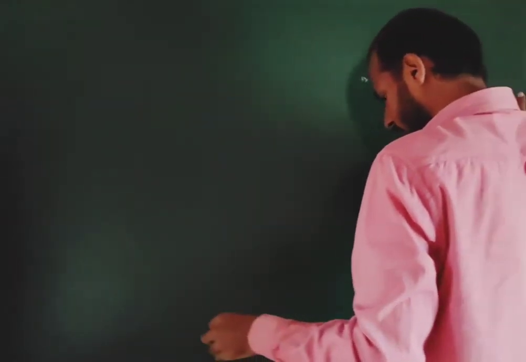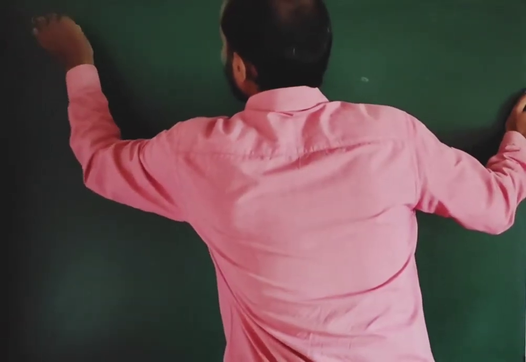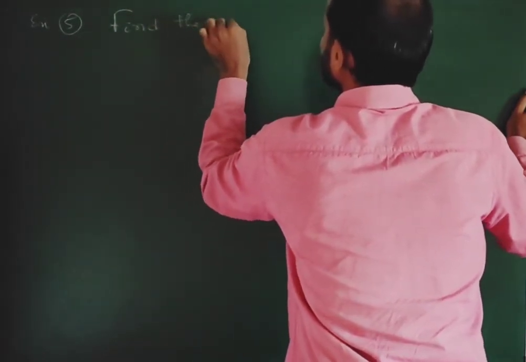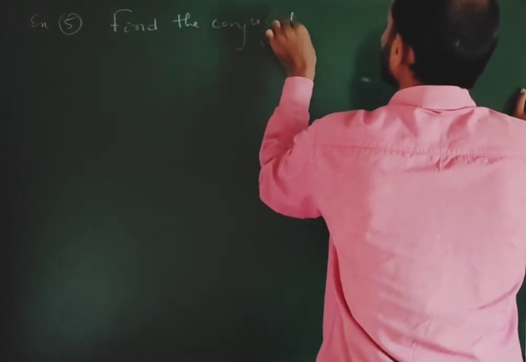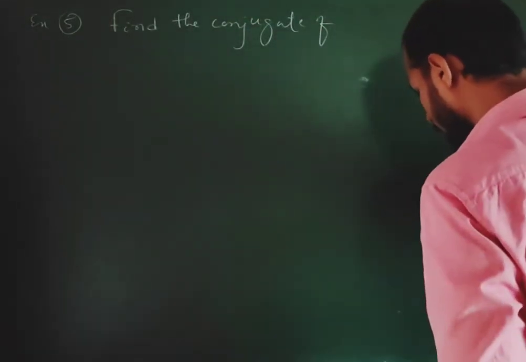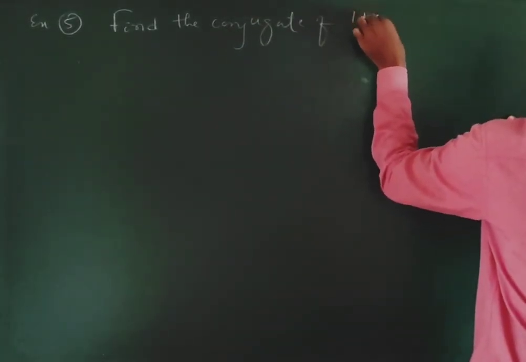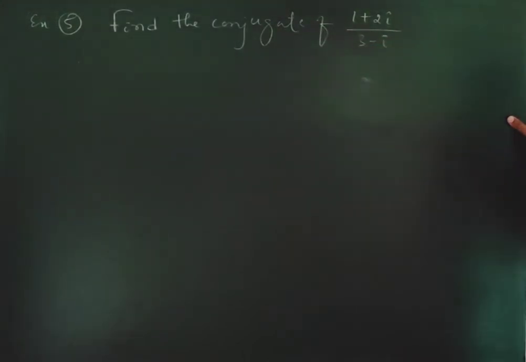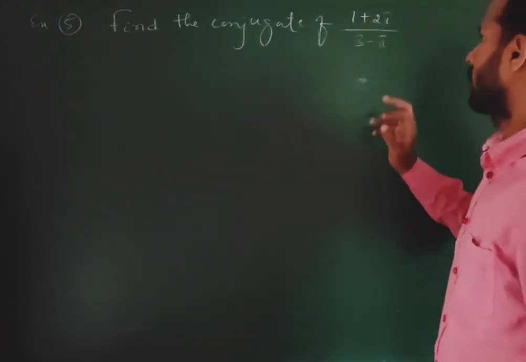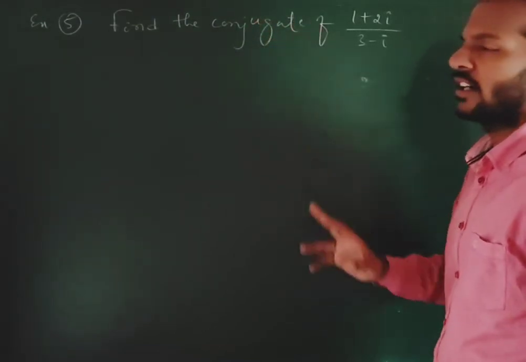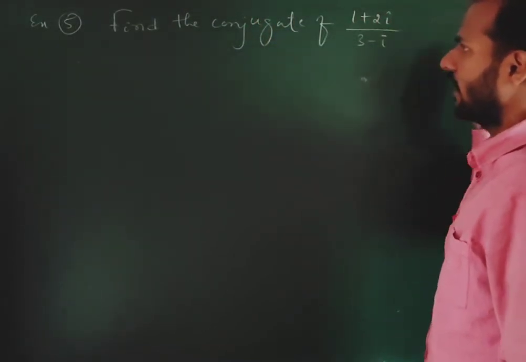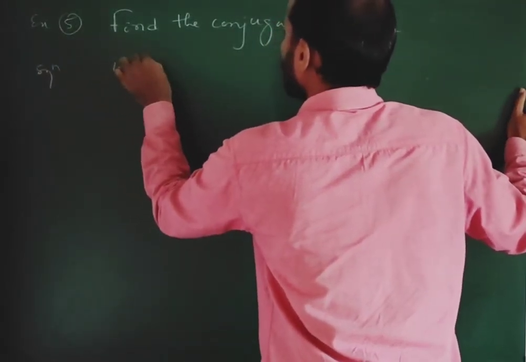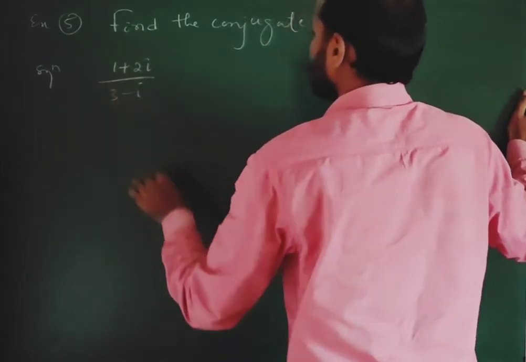Example 5: find the conjugate of 1 plus 2i upon 3 minus i. Again, we have to find the conjugate of this complex number. Solution: let us consider the given 1 plus 2i upon 3 minus i.